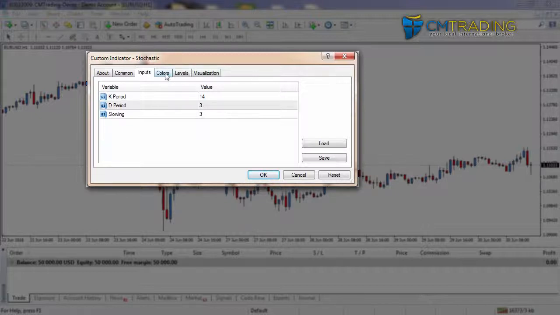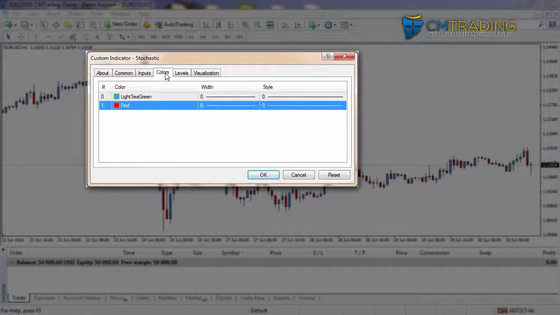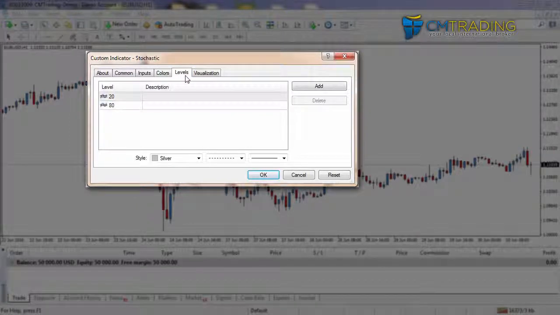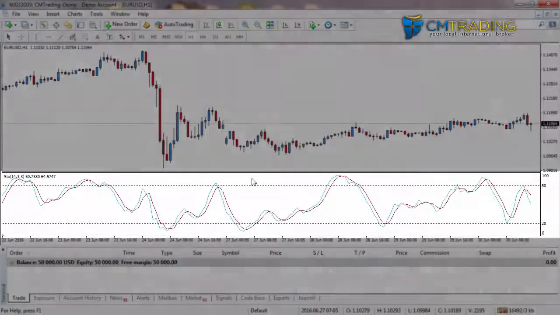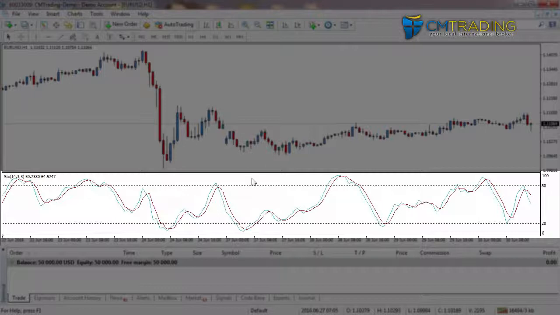Then we're going to move across to colors. We can leave those colors and we go to levels. Once again, they have a color set for silver, which is quite hard to read on a white background, so I'm going to select black. We can leave the levels at 20 and 80. I'll explain what these levels are for in a minute. And we click OK. So now we see stochastics at the bottom.